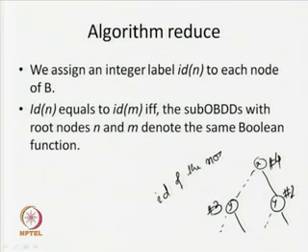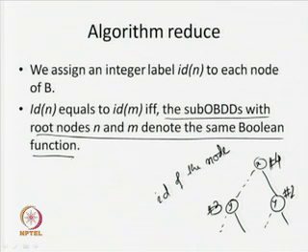So basically we are going to give an ID, and the ID is nothing but the integer label of each node. We can say that the ID of a particular node n will be equal to the ID of m if the sub OBDDs with root nodes n and m denote the same Boolean function. So if the sub BDDs denote the same Boolean function, then we are going to give them the same integer label.